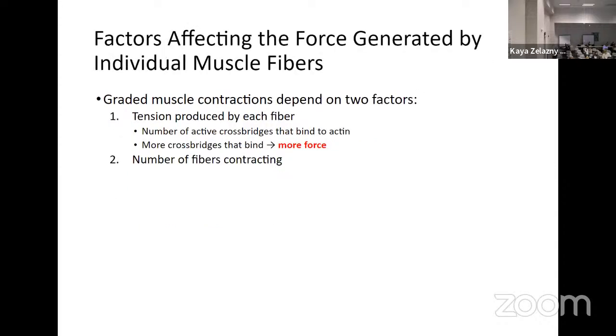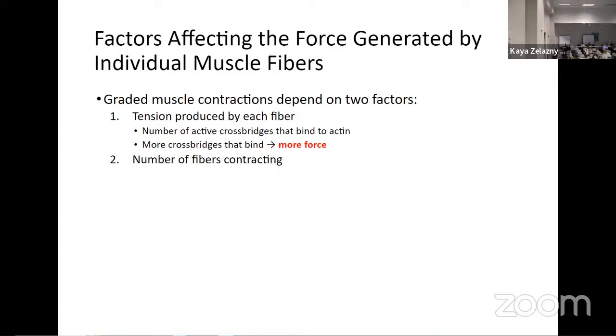Okay. There are some factors that affect how strongly you can contract your muscle fibers. So you're going to see some graded muscle contractions, so of different strengths, basically, like gradient.